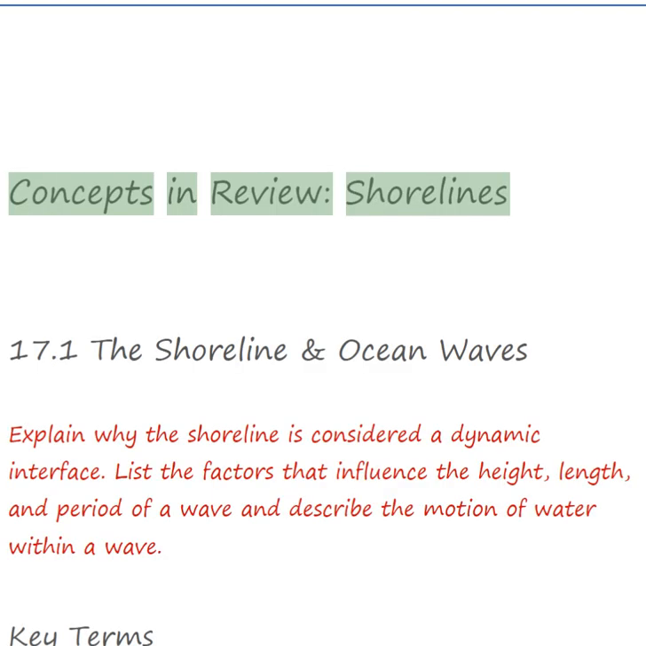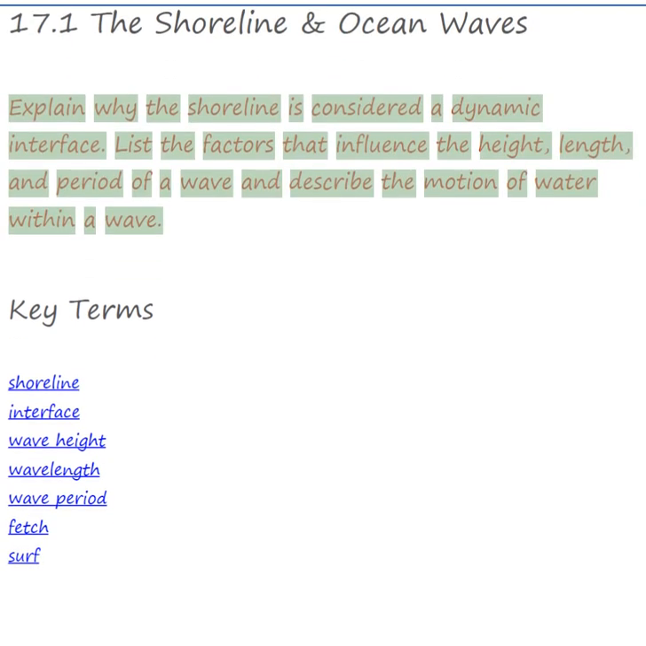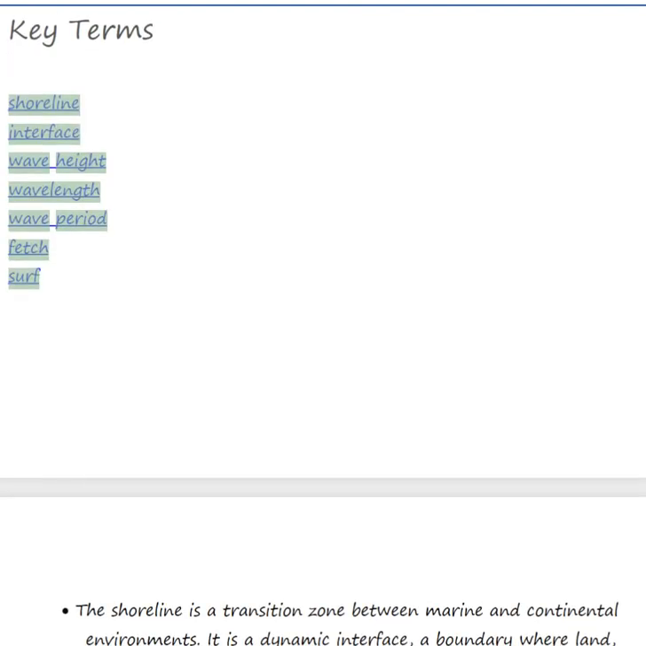Concepts in review: Shorelines. 17.1 The shoreline and ocean waves. Explain why the shoreline is considered a dynamic interface. List the factors that influence the height, length, and period of a wave and describe the motion of water within a wave. Key terms: shoreline, interface, wave height, wavelength, wave period, fetch, surf.